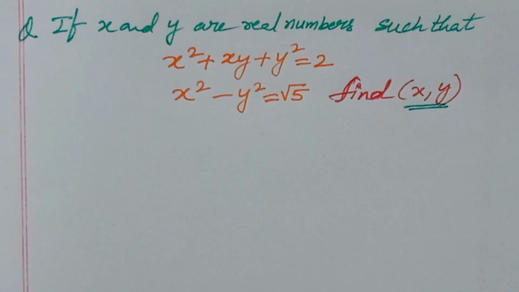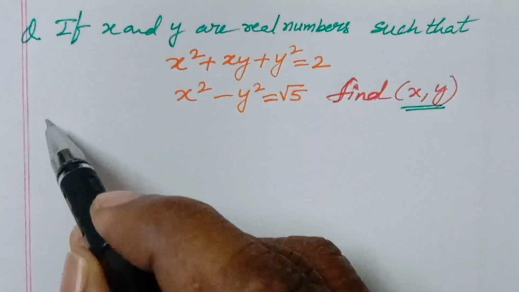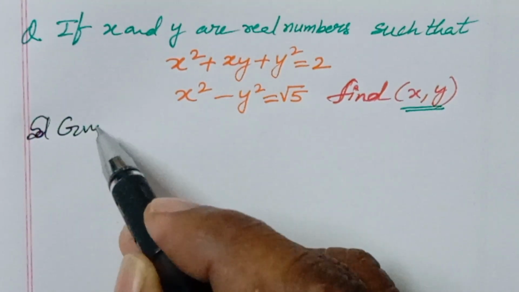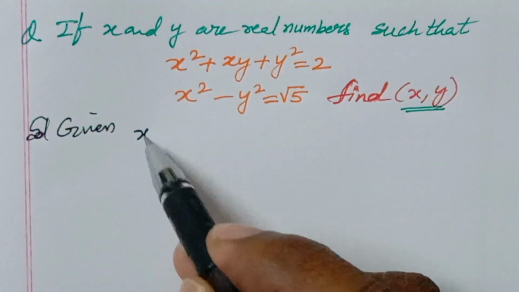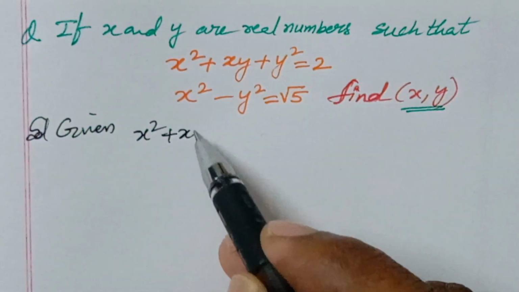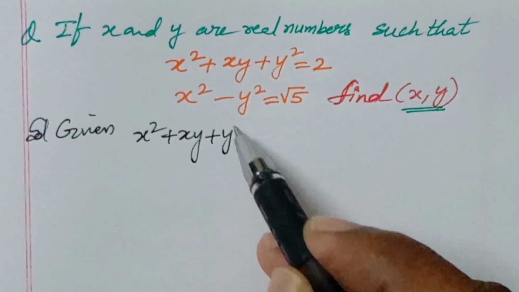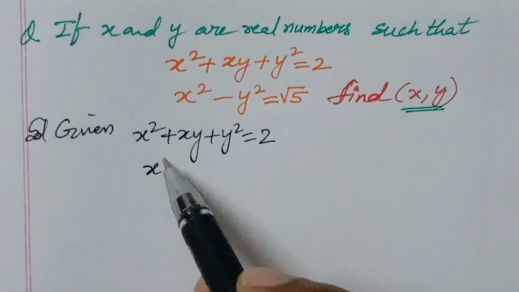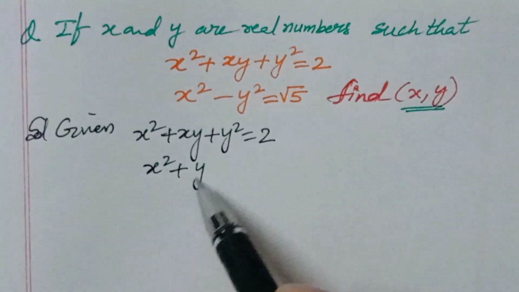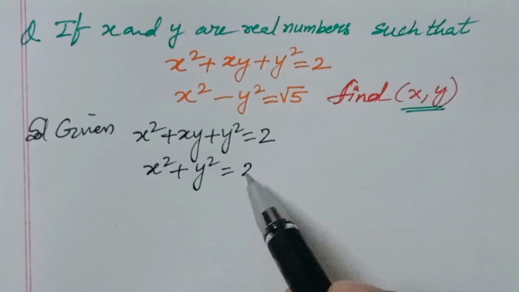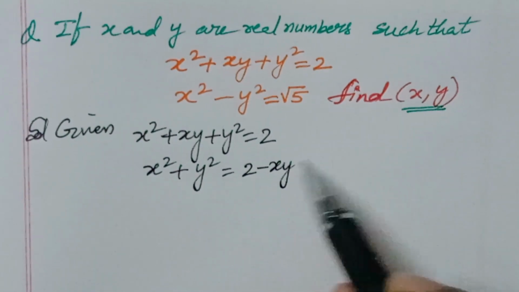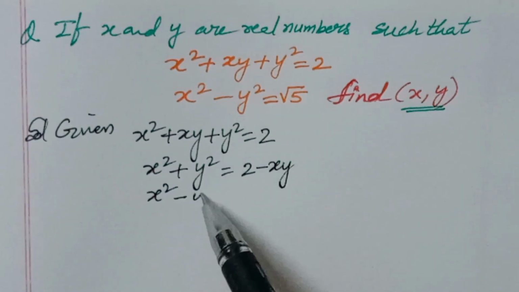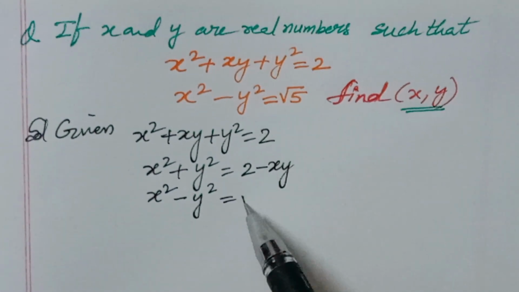Okay, we'll solve this problem. So what is first of all given? x square plus xy plus y square is equal to 2. This can be written as x square plus y square is equal to 2 minus xy. Now the second one, x square minus y square, is equal to root 5.